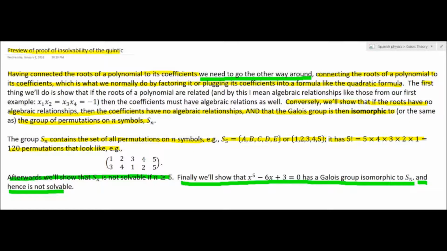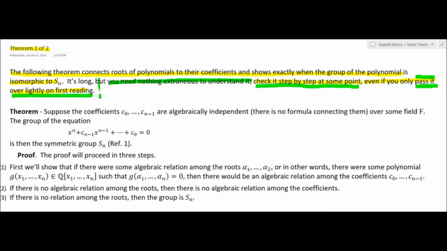Whatever the roots are of that quintic, some of them are not expressible as functions of the coefficients. So the theorem right here, this is the first of 2 theorems that are necessary, connects roots of polynomials to their coefficients and shows exactly when the group of the polynomial is isomorphic to Sn. I think it's 3 frames for the full proof of it, full step-by-step. You should check it fully at some point. For now, if this is your first time, then read over it and understand it, so that you can press on to the examples that will prepare you to come back and understand the theorem.